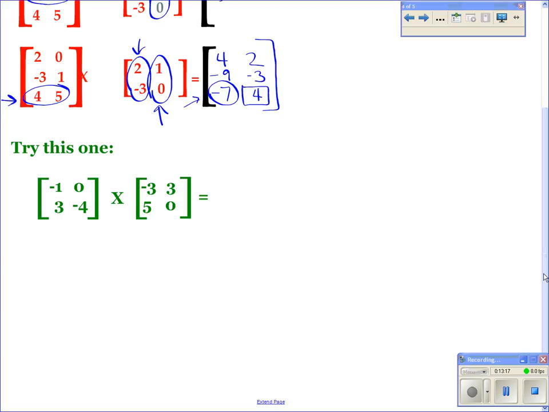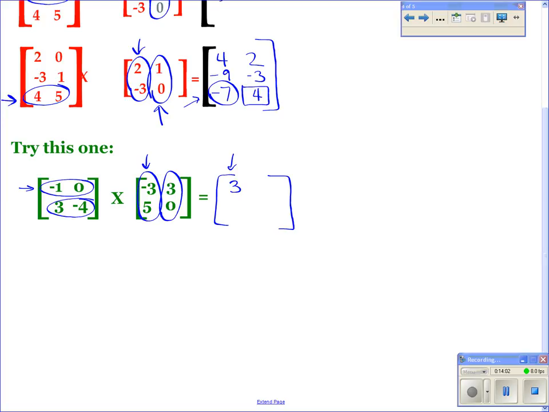What are we going to circle on the first one? Rows or columns? Okay, so we'll circle the rows here, which means columns have to be circled here. If I want the answer in the top row, first column, that's what I have to use. The top row and the first column. What am I going to multiply by? -1 times -3 and 0 times 5. What is that? You get 3 when you add them together.